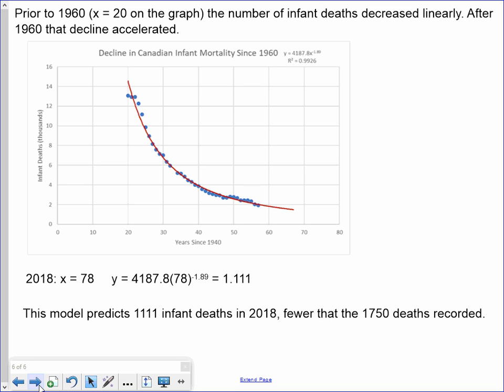So something else has happened since then that has caused that decline in infant mortality to level off somewhat. So we've ended up with more deaths than we would expect from this model alone. Okay. But this model still captures the broad features that we see in that graph: that steep decline early on, close to 1960 or close to x equals 20, and this flattening off as we get towards years 50 and 60.